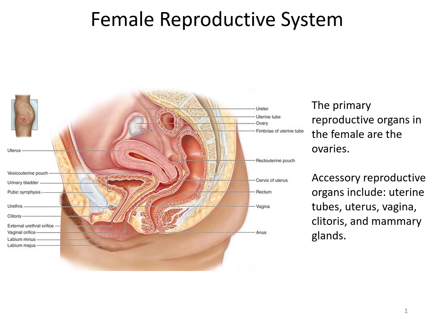All right, so let's start with the female reproductive system. The primary reproductive organs in the female are going to be the ovaries, because remember I said when we use the term primary reproductive organs, you're referring to the gonads, and the gonads in the female are going to be the ovaries. Accessory reproductive organs include the uterine tubes, otherwise known as the fallopian tubes, uterus, vagina, clitoris, and the mammary glands.